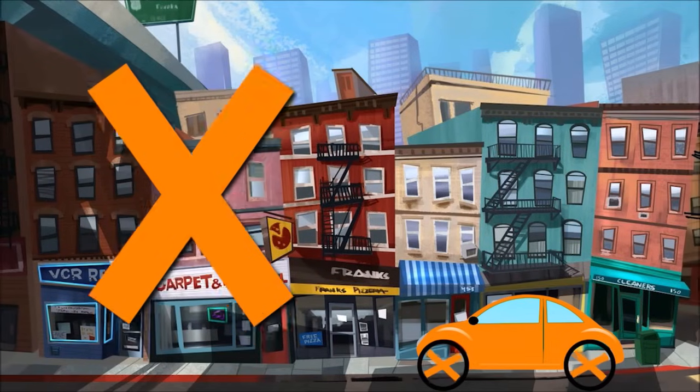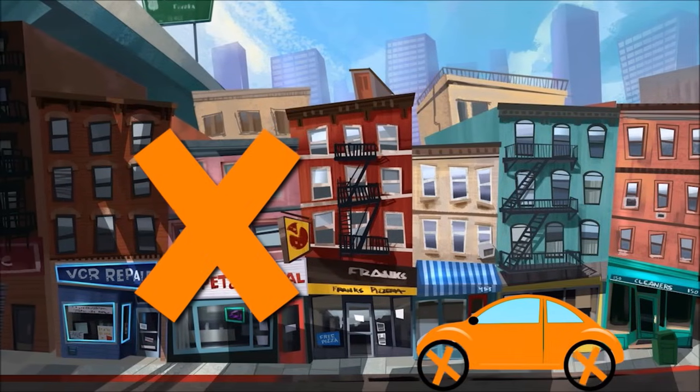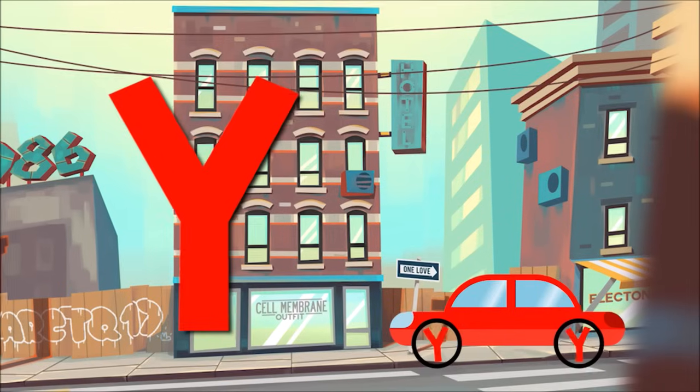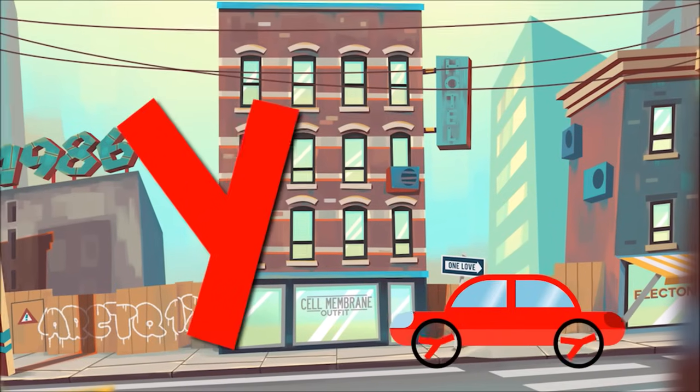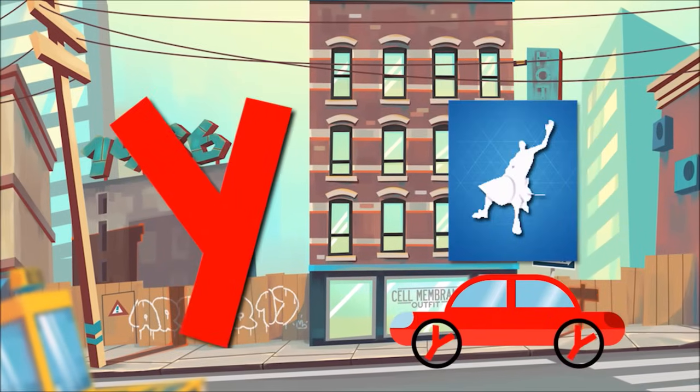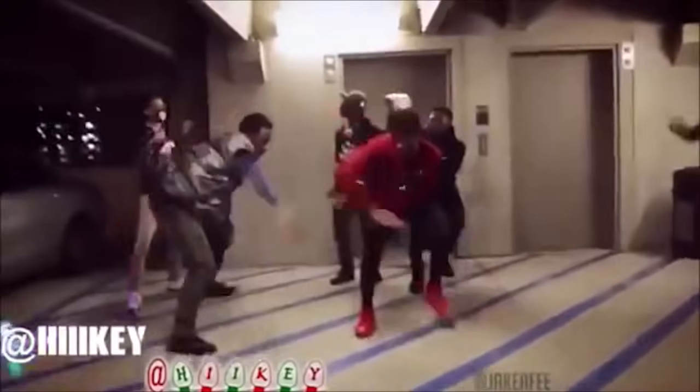This is the letter X. Like box. Do it. Like five. Okay, this is the letter Y. Yeah, yeah, yellow. Do it.